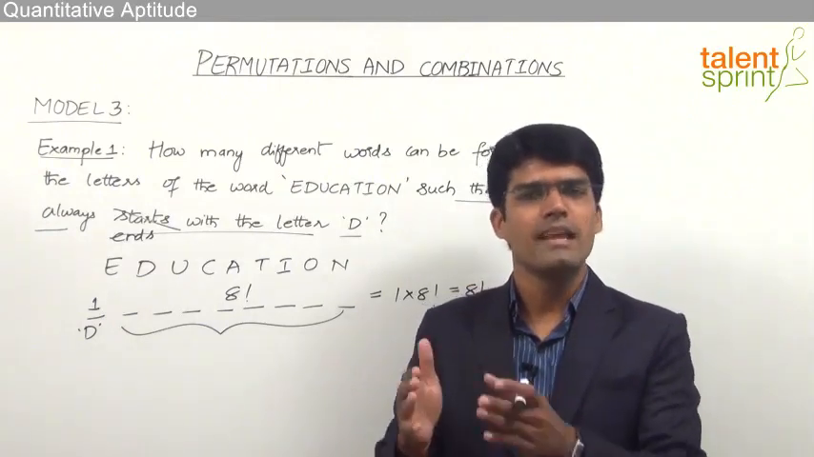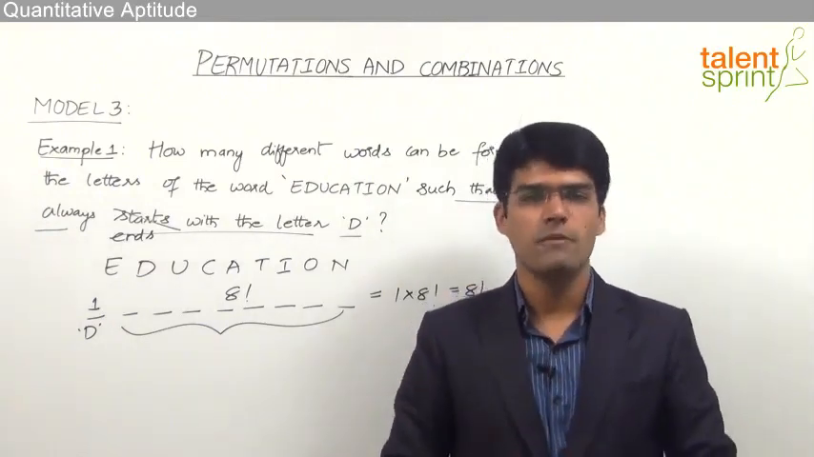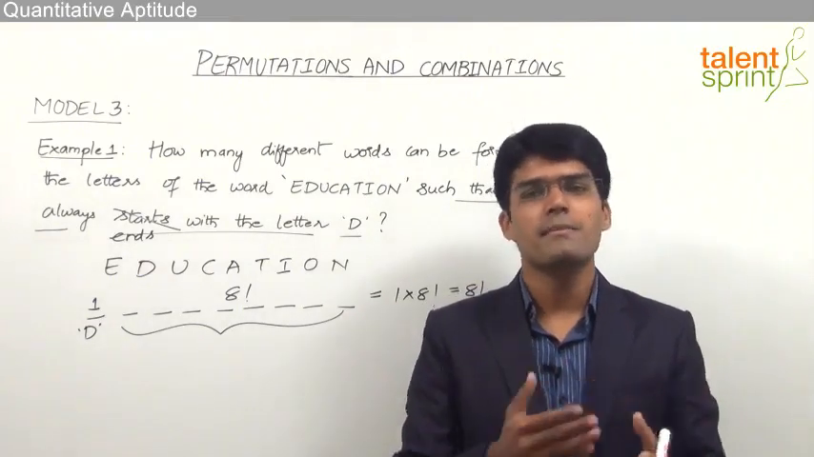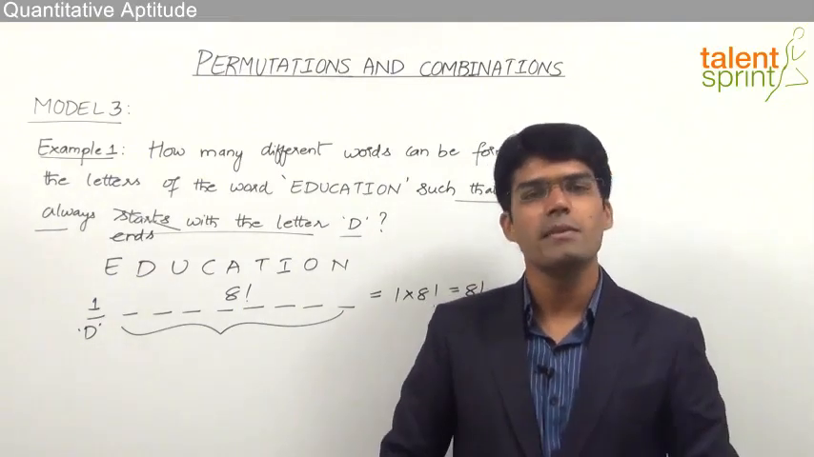So even in that case, Amit is fixed. That means the first position can be filled only in one way. But the remaining 8 positions can be occupied in any manner by the remaining 8 persons. So there again the answer will be 8 factorial.